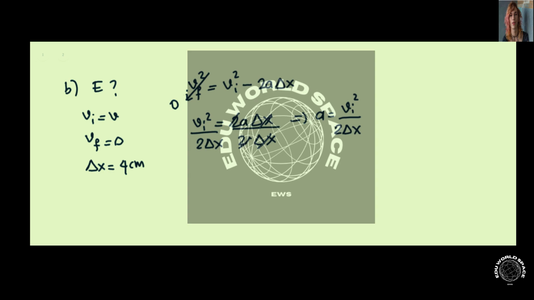So if you calculate the acceleration, then it's 7.5 times 10 to the power of 5 meters per second, squared, over 2 times 0.04 meters. So then that would be equal to 7.03 times 10 to the power of 12 meters per second squared.